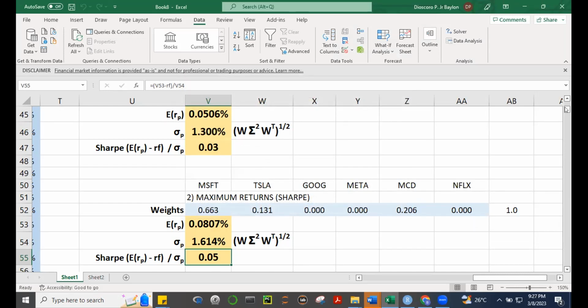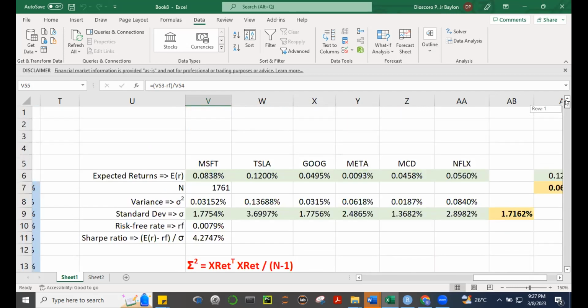And that's understandable, because if we look at their returns, Microsoft's return is 8%, Tesla's is 12%. But if you compute for their respective Sharpe ratios, so this is equal to, okay, sorry, the Sharpe ratio na lang.